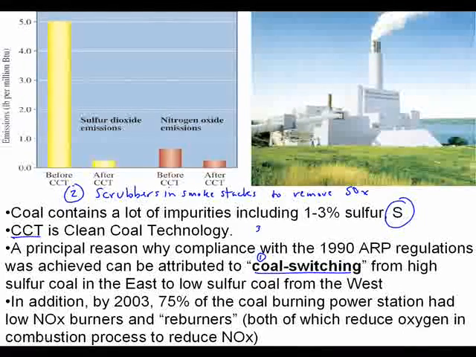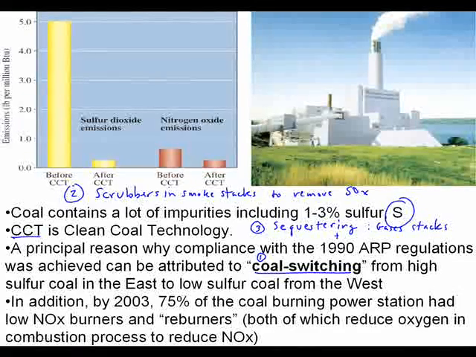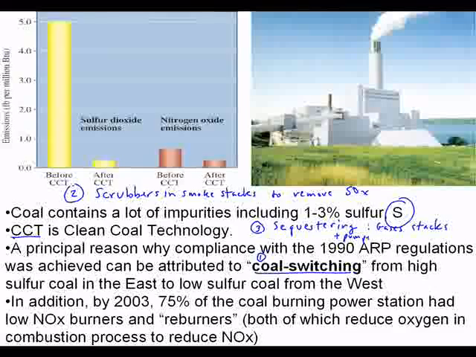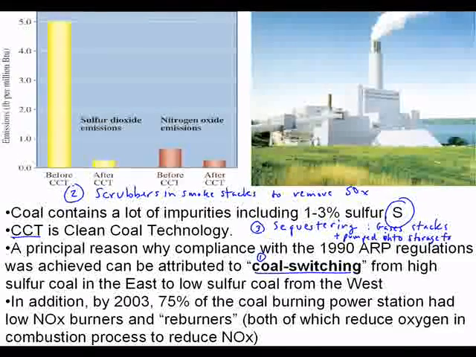Sequestering. There's another one. This one's really expensive. This is where you take the gases from the smokestacks and pump them underground and pump them into a storage facility. And so this can be underground, under the ocean. It has been done, but holy cow, it is very expensive.